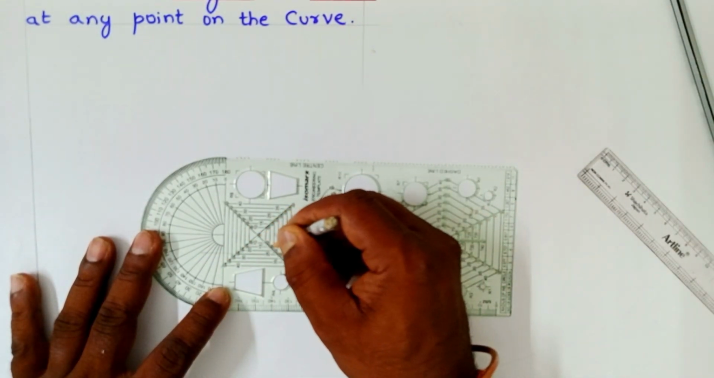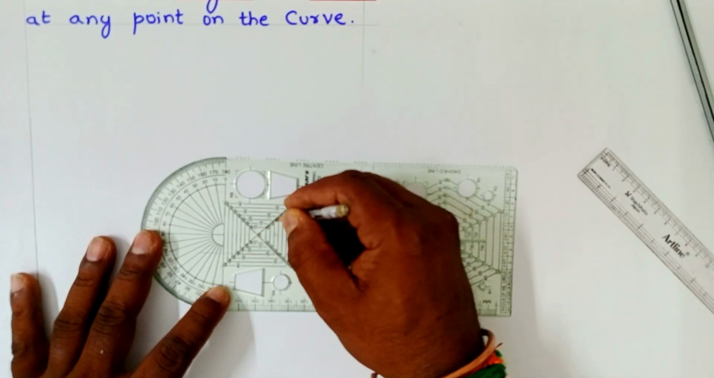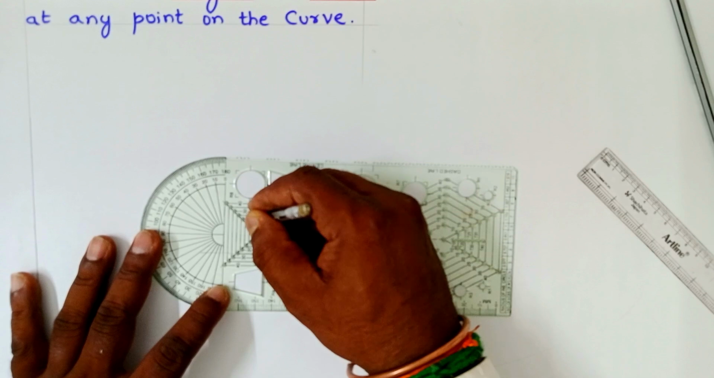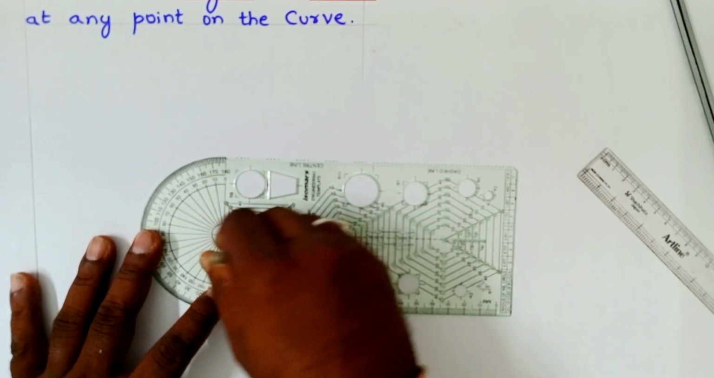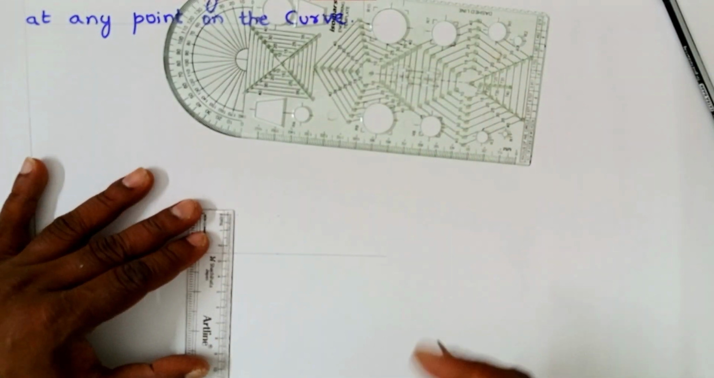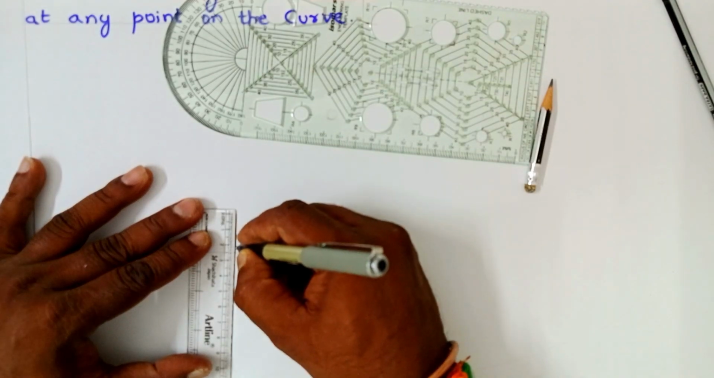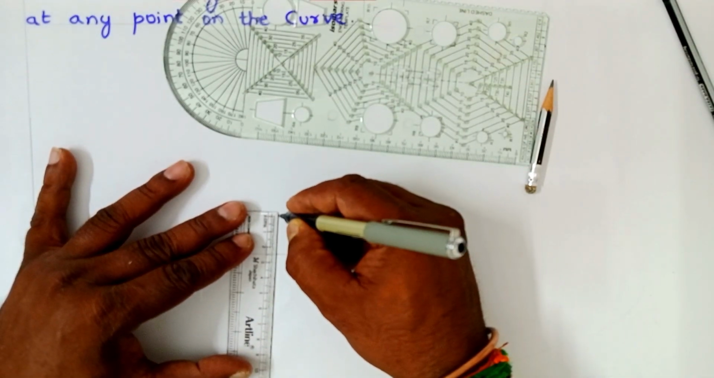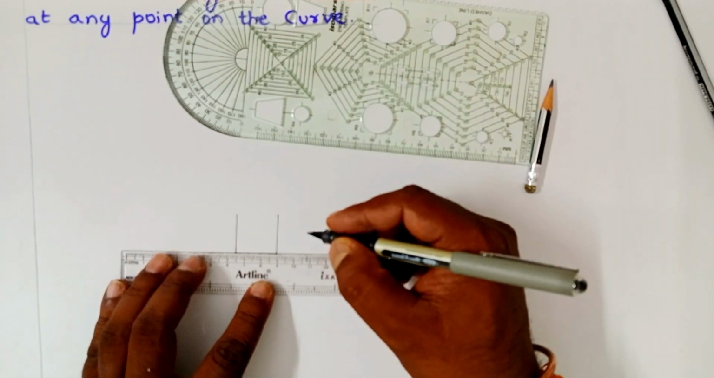Leaving the center, count the 4th hole and put a dot using pencil. Trace all the 4th holes. So join all those points freehand using an HB pencil, so that you will get a square of side 25 mm, that is 2.5 centimeter.